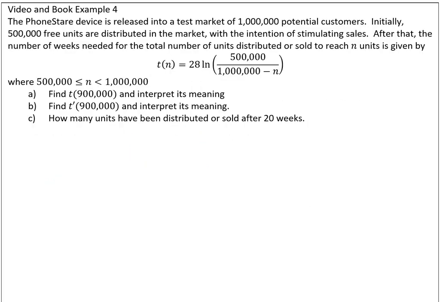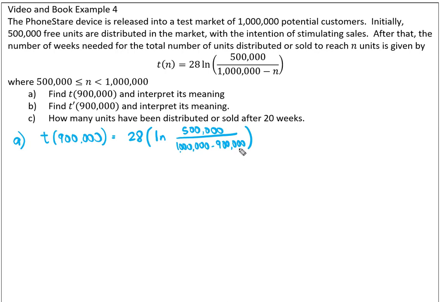For our last example, the phone Stare device is released into a test market of 1 million potential customers. Initially, 500,000 free units are distributed in the market with the intention of stimulating sales. After that, the number of weeks needed for the total number of units distributed or sold to reach n units is given by this function. T of n is equal to 28 times natural log of 500,000 divided by 1 million minus n, where n is a number between 500,000 and 1 million. So we have 3 questions. First, we want to find out what t of 900,000 is.